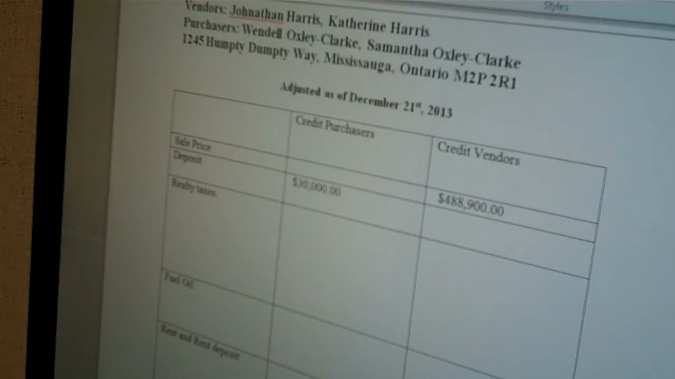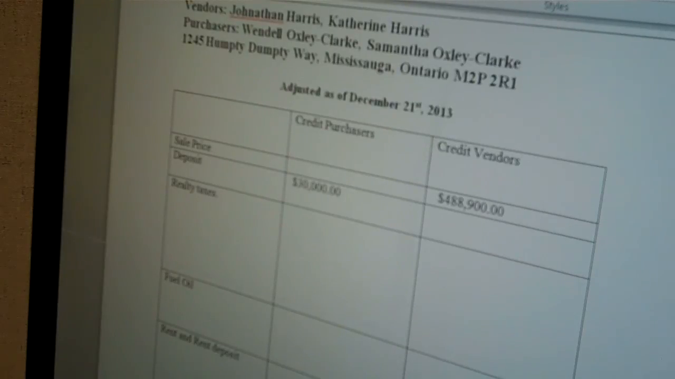And we've got a column for the amount, the different adjustments, and credits to the purchasers and credits to the vendor. So the sale price here is $488,900. So we put that down in the right-hand side as a credit to the vendors. The deposit comes on the left-hand side always, and it's a credit to the purchasers. Why? Because the purchasers have already paid it. They don't have to pay it again, and so we're having to adjust for that.